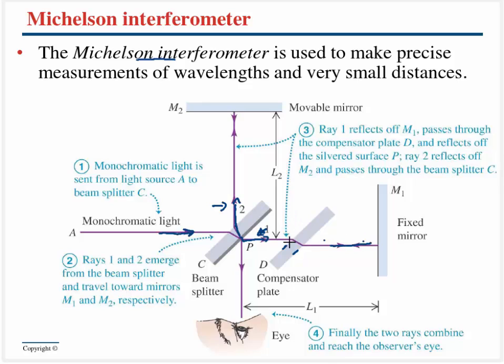There's going to be a reflection here, and these beams are going to combine back and come down in right here. Essentially what we're doing is taking a look at bright and dark bands. This mirror up here is movable, so we can move it back and forth very tiny amounts, and we can make measurements on the order of the wavelength of light.